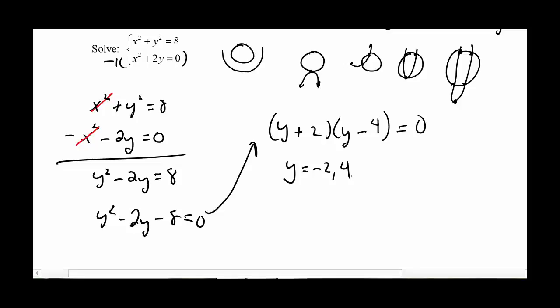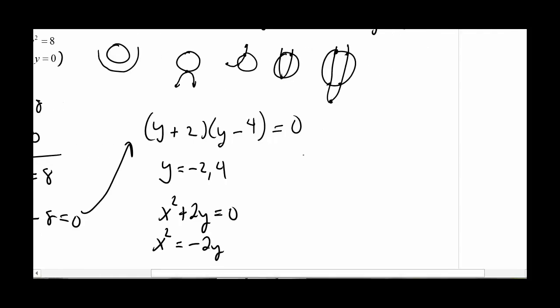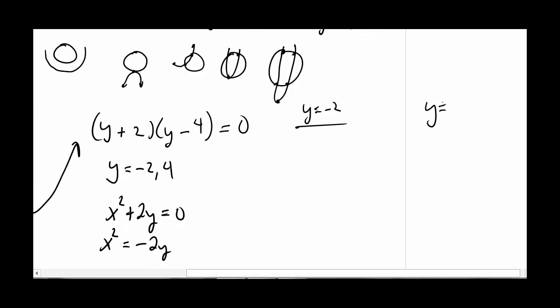So now I need to go back and find x, and I like this x squared plus 2y because that seems pretty easy to work with. So I'm going to bring that down: x squared plus 2y equals 0. I'm just going to solve for that real quick. So that's x squared equals negative 2y. All right, so let's evaluate that. We've got two y's we're going to use: y is negative 2 and y is 4. Let's see what happens.